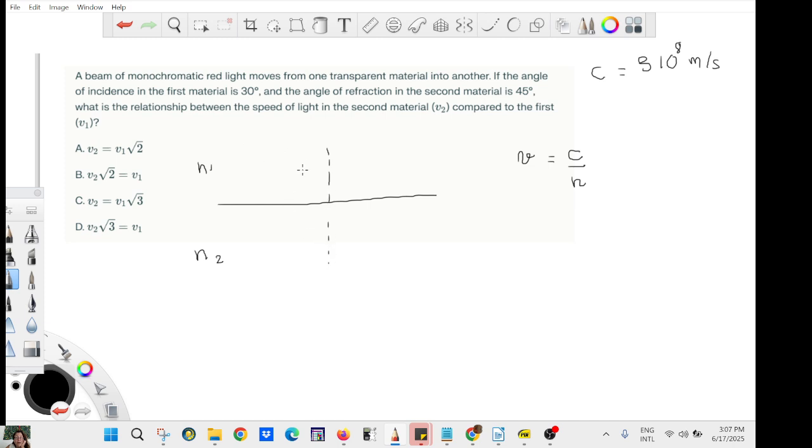The incidence here is 30, and now it's going to be 45. Maybe I should make 30 smaller. So here it's 30 degrees, and instead of being 30 degrees here, it's going to be 45. Because that angle here is larger than that angle, it means the index of refraction will be larger, right?